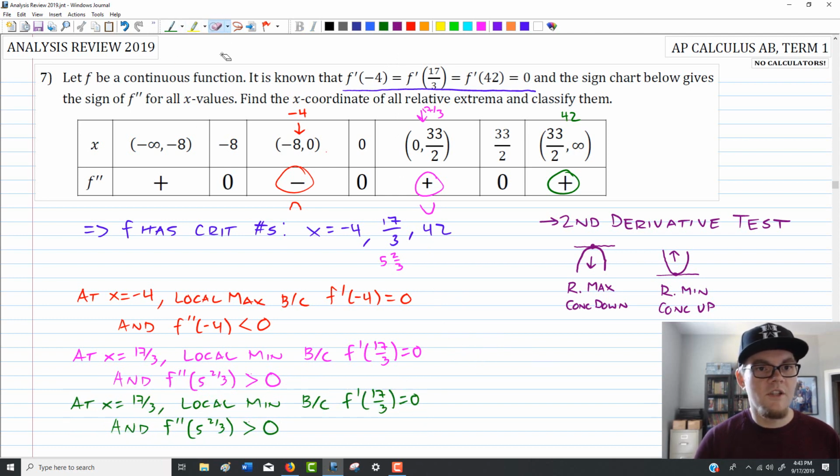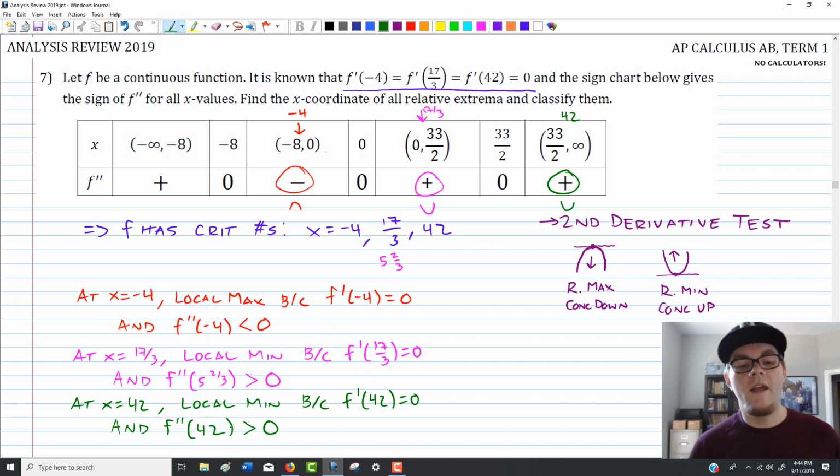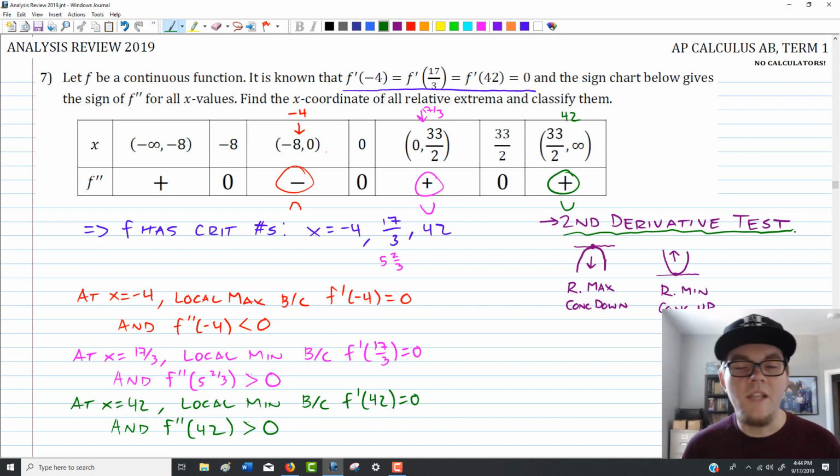So what I'm going to do is I'm just going to change one thing. I'm going to change it so that this says, instead of 17/3, it says that x equals 42. There's a local minimum. The reason being we are concave up at another critical number, which means, of course, that we have a local minimum by the second derivative test. So again, this was all focused on the second derivative test, asking it in an interesting way. And in fact, you'll see one more interesting way that pops up later on, because for some reason I didn't have enough second derivative test stuff here.